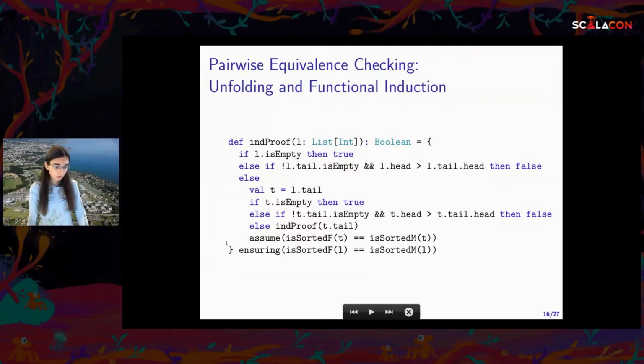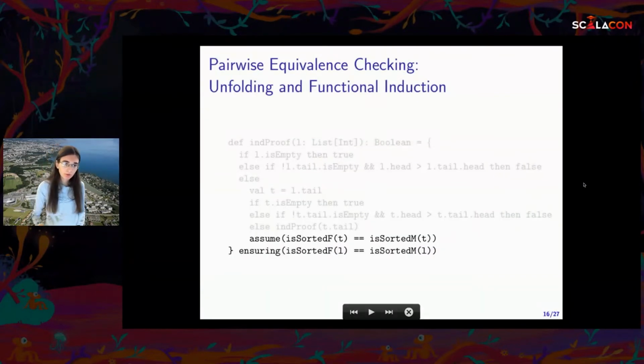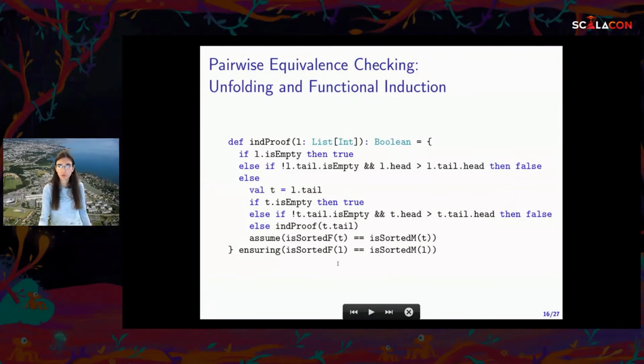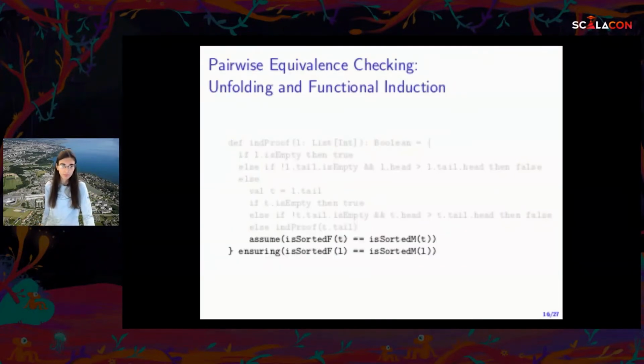Now you might already be able to see that this is actually a proof by induction, because the combination of these last two pieces of code, assume and ensuring, is like an inductive step. I assume that this holds for t, which is l.tail, and then I can prove that it holds for l, which is the entire list. The reason why this works is obviously because we have this base case, so this doesn't go on indefinitely. At some point I will end up here, and once I prove this, then everything unrolls. So we have our proof.